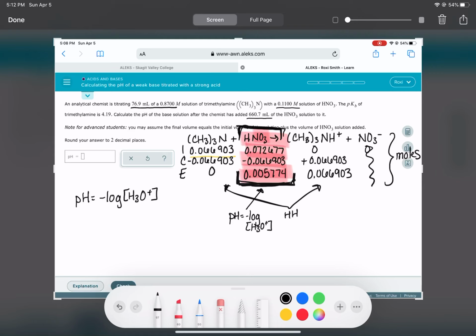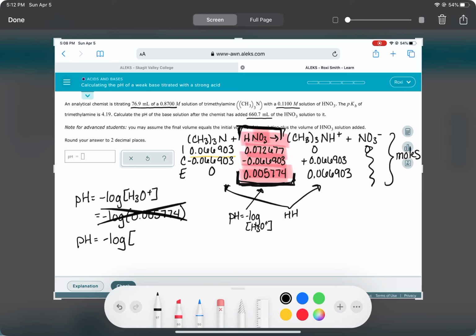Now, when I was doing one of these problems on my own, I messed up and I plugged the moles straight into the pH equation, and I got it wrong. That's not the right way to do this. You cannot plug moles into the pH equation. You have to plug molarity into the pH equation.